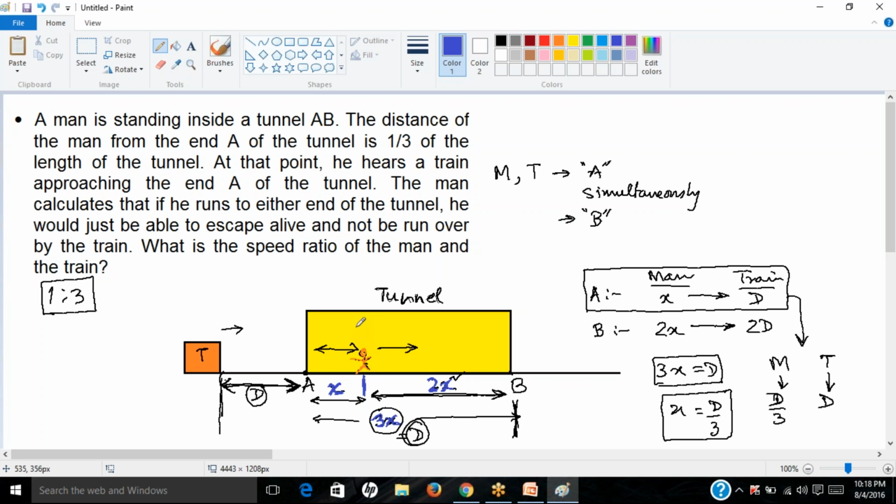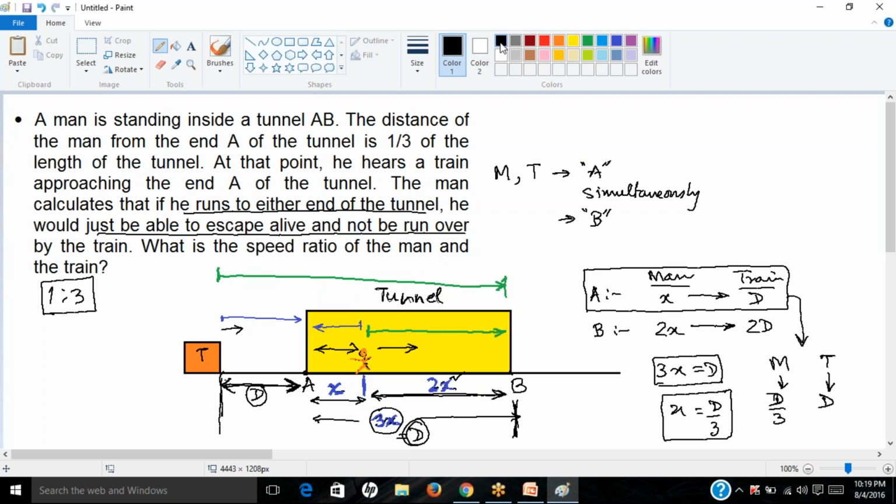Now the question says, if the man decides he will go to this point, the train will reach this point at the same time. This is the first point that is being said. The second thing that is being said is, if the man decides he will go to this end, the train also reaches this end at the same time. This is mentioned in the question over here. If he runs to either end of the tunnel, he would just be able to escape alive and not be run over. That means he will just cross the tunnel and the train would cross at the same time.